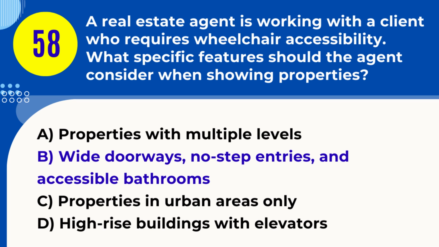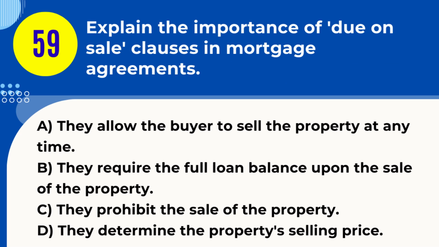Answer. B. Wide doorways, no step entries, and accessible bathrooms. Explanation. The agent should focus on properties with features like wide doorways, no step entries, and accessible bathrooms to accommodate the client's wheelchair.